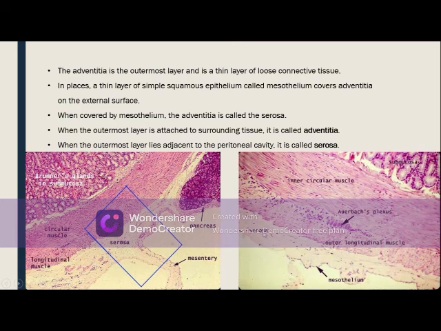When the outermost layer is attached to the surrounding tissue, it is called adventitia, but when it is lying adjacent to the peritoneal cavity, you call it the serosa.